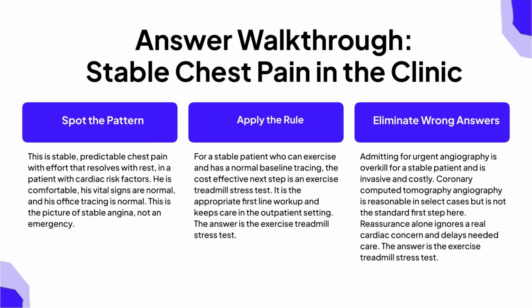Let's break this down. Step 1, spot the pattern. We have stable, predictable chest pain with effort that resolves with rest in a patient with cardiac risk factors who is comfortable with normal vitals and a normal tracing. That is stable angina, not an emergency. Step 2, apply the rule. For a stable patient who can exercise and has a normal baseline tracing, the appropriate next step is an exercise treadmill stress test, keeping the workup outpatient. Step 3, eliminate the rest. Admitting for urgent angiography is overkill. Coronary CT angiography is not the standard first step here. Reassurance alone dismisses a real concern. The correct answer is the exercise treadmill stress test.